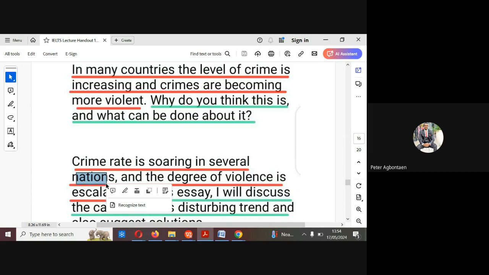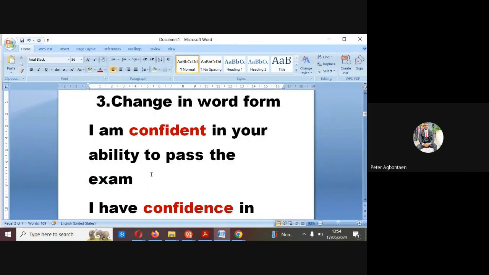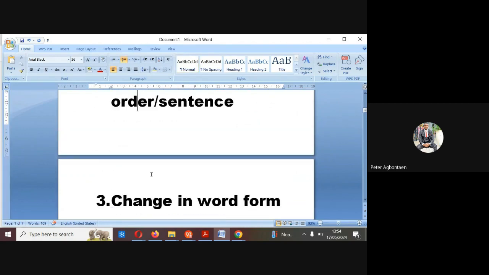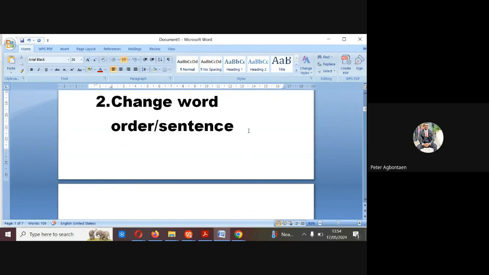So this is a meaning of change in what form. I've changed the position of the words. So a change in what order? I'm sorry. So I have changed the position of the words. I've changed the structure of the sentence. So that's the second thing I told you that you can do when you want to paraphrase: change word order, change sentence structure. All right. So I've shown you that.